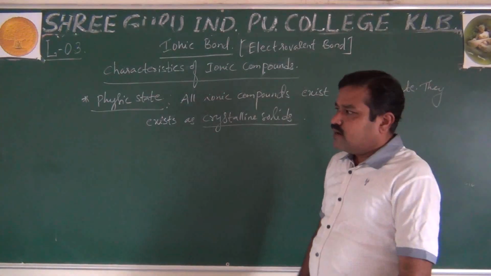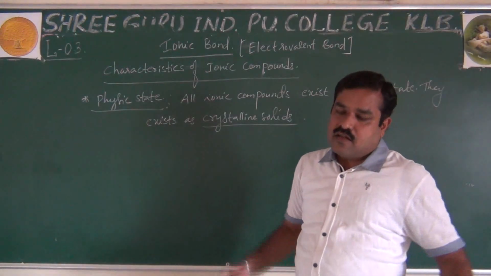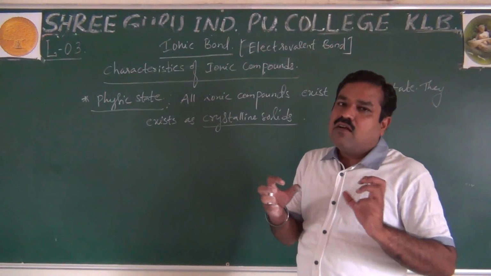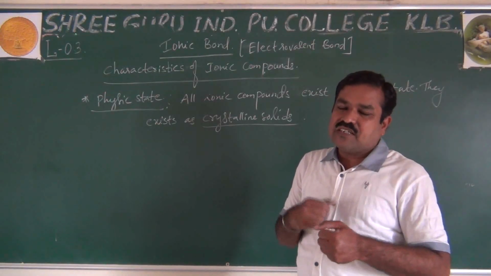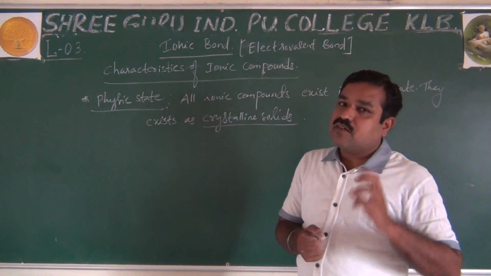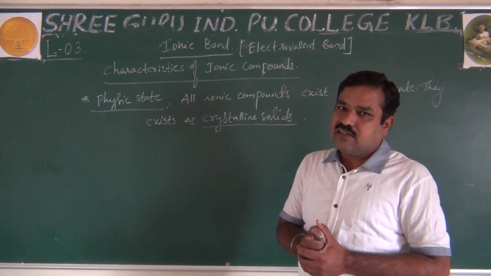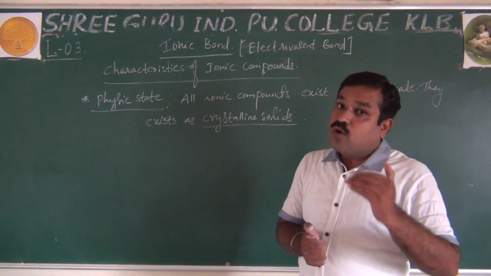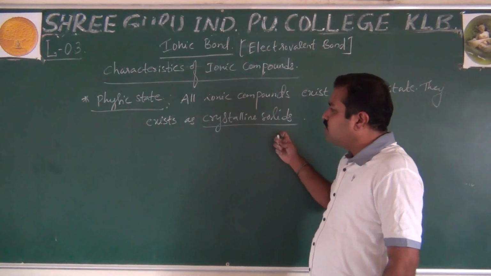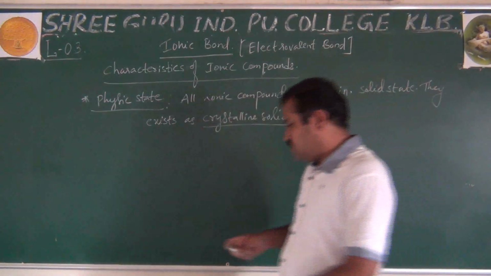See, solids once again are of two types, crystalline solids and amorphous solids. In crystalline solids the particles are very tightly packed without any space, and they are held in an important arrangement called the crystal lattice. To break it we need more energy. That will come in solid state chemistry next year. But just remember, they exist mainly as crystalline solids.